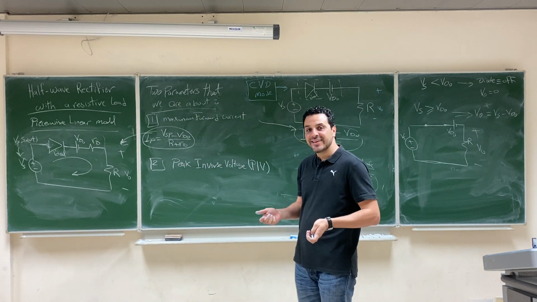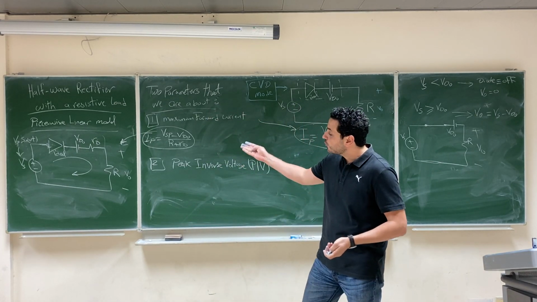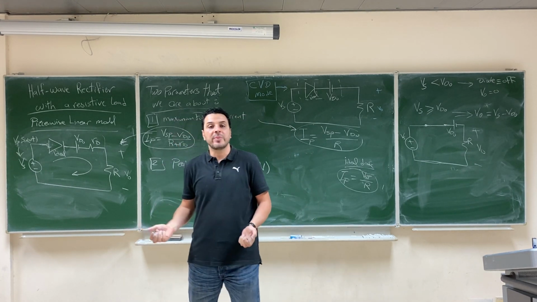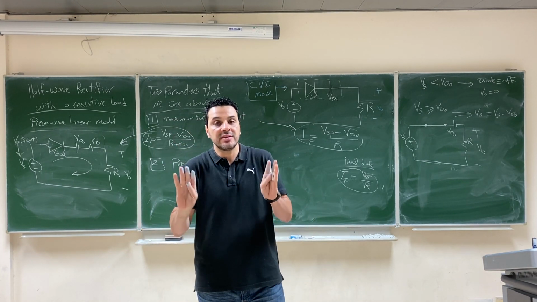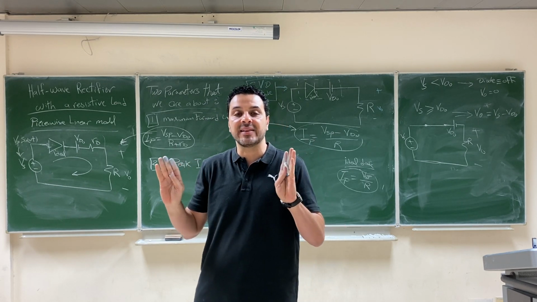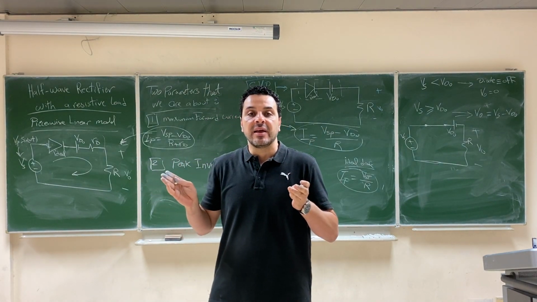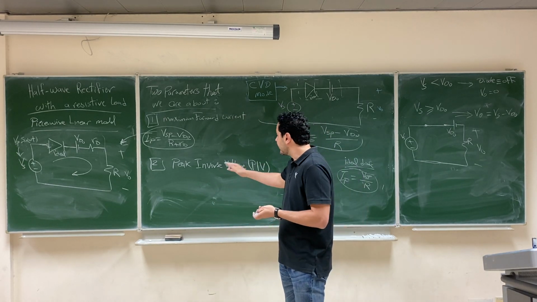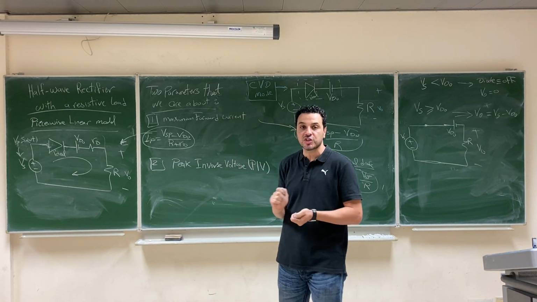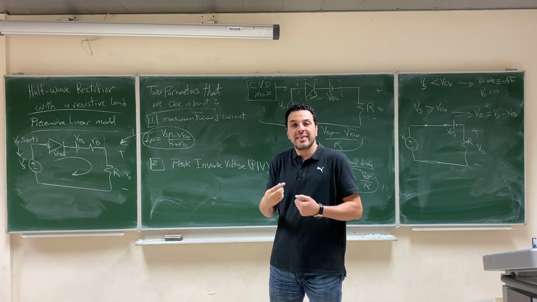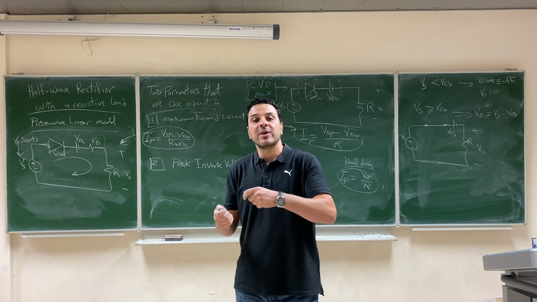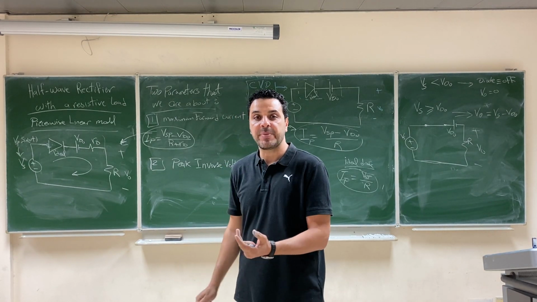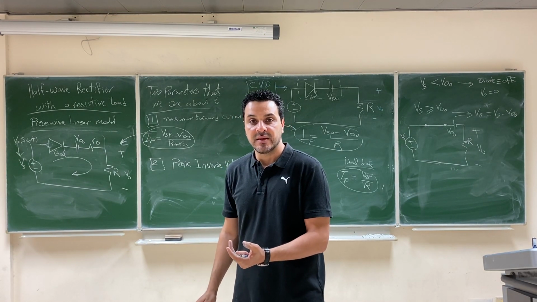Why is that? Because in order for our rectifier to work properly, we don't want the diode to break down. We want the diode to operate without breaking down. In order to avoid breaking down the diode, we need to calculate the maximum inverse voltage that will affect the diode, and then we choose a diode with a breakdown voltage that is higher than the peak inverse voltage.